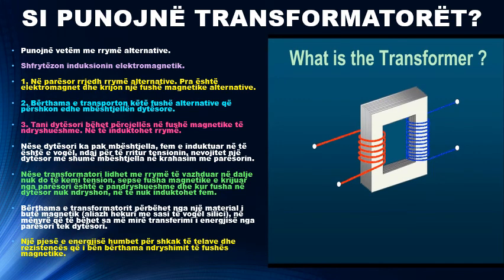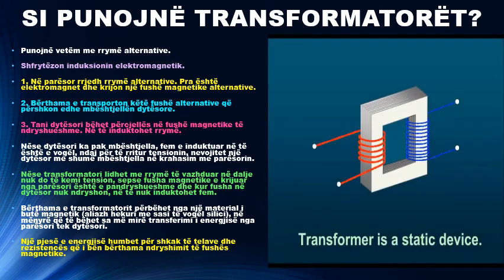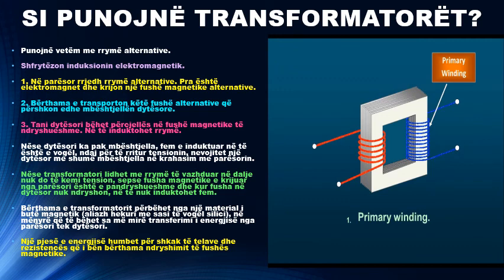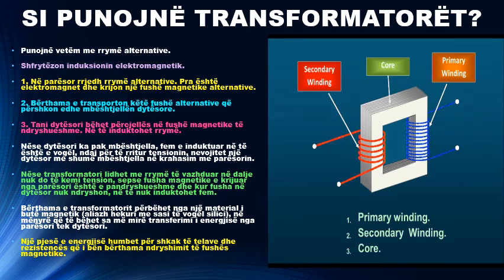What is the transformer? The transformer is a static device. It has mainly three parts. First is primary winding. Second is secondary winding. And third is core.